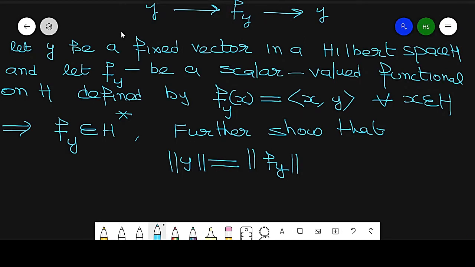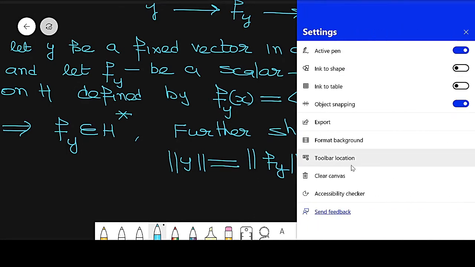Now the next theorem is: let y be a fixed vector in a Hilbert space H and f_y be a scalar valued function defined by f_y(x) = inner product of x, y for every x belongs to H. Then f_y belongs to H star. Further, show that the norm of f_y equals the norm of y.